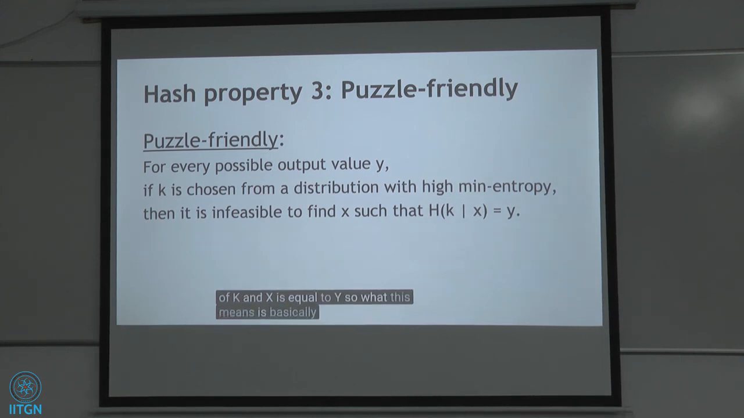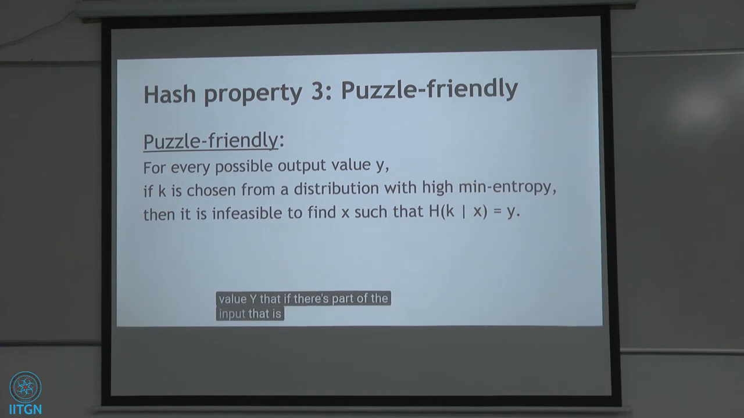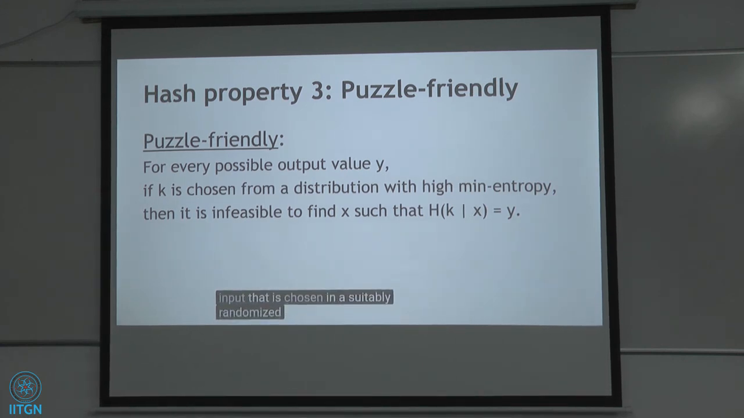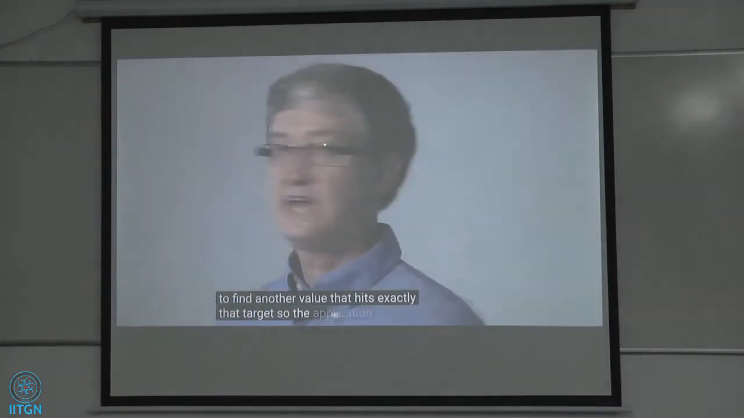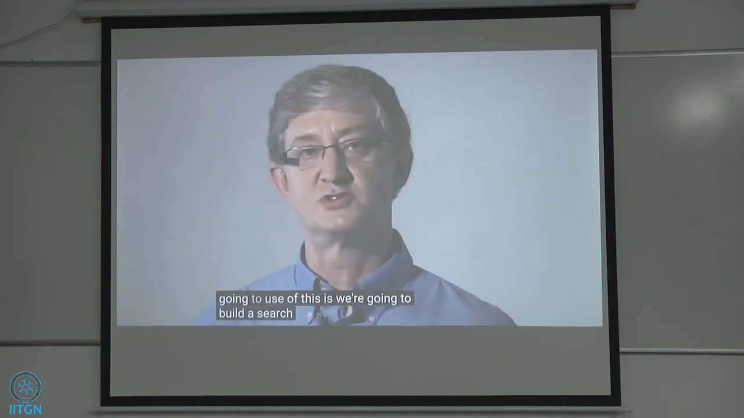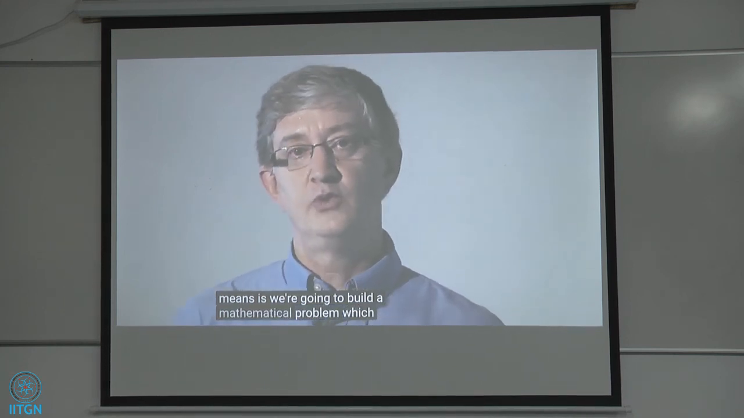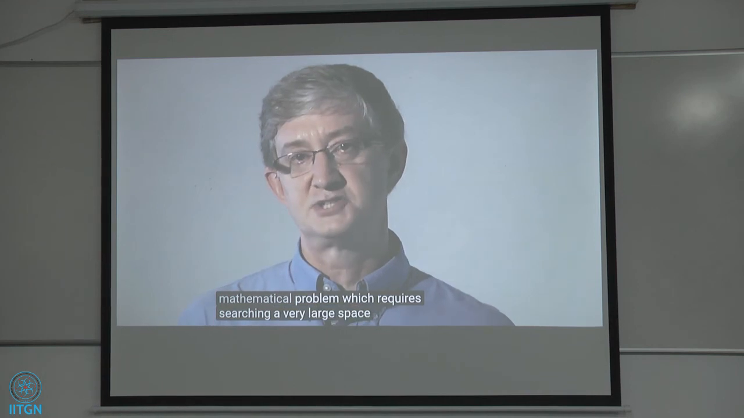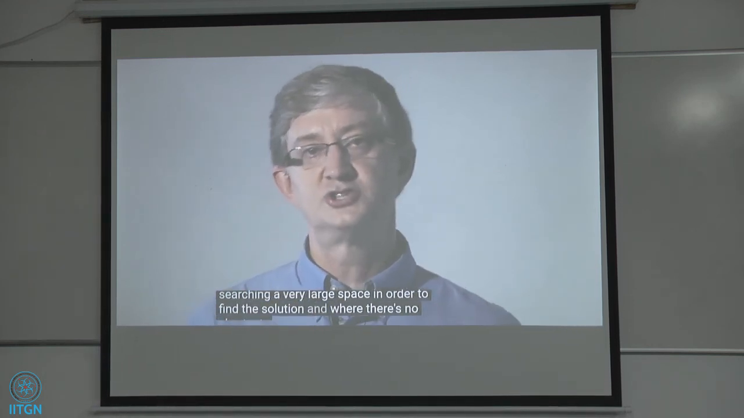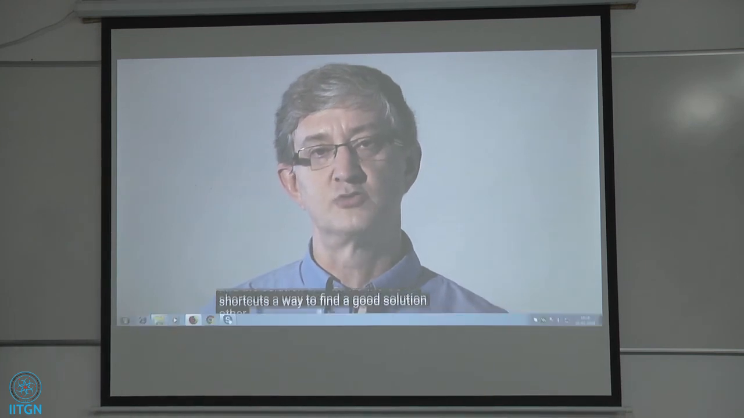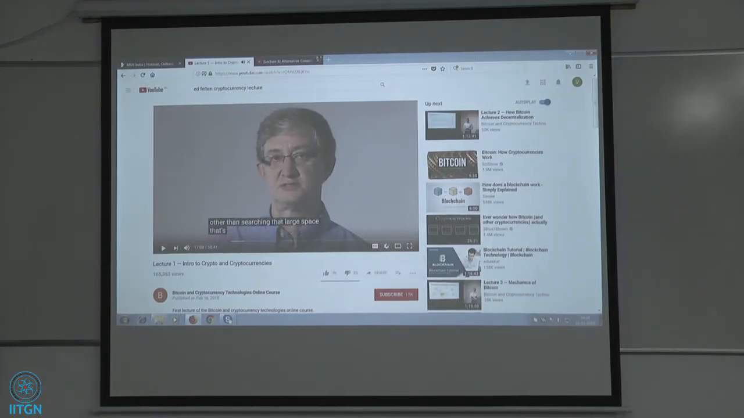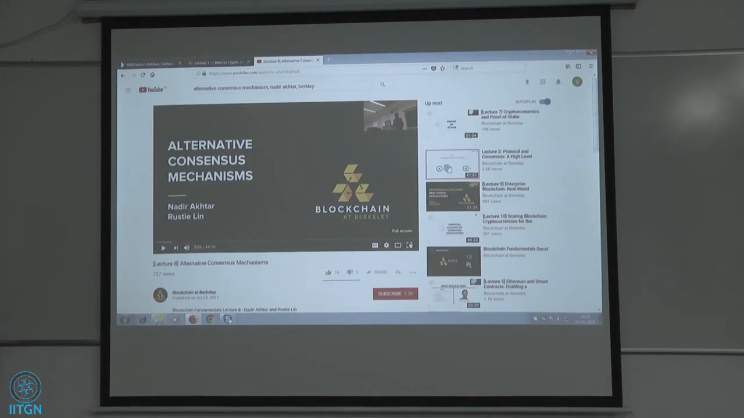So what this means is basically that if someone wants to target the hash function, if they want it to come out to some particular output value y, that if there's part of the input that is chosen in a suitably randomized way, then it's very difficult to find another value that hits exactly that target. So the application we're going to use of this is we're going to build a search puzzle. And that means we're going to build a mathematical problem which requires searching a very large space in order to find the solution, and where there's no shortcut, no way to find a good solution other than searching that large space. So at this point, we'll move to the second video.